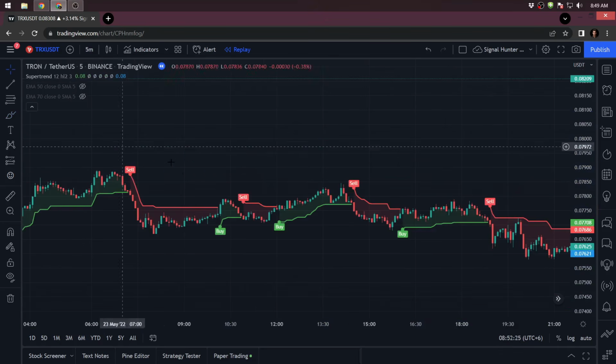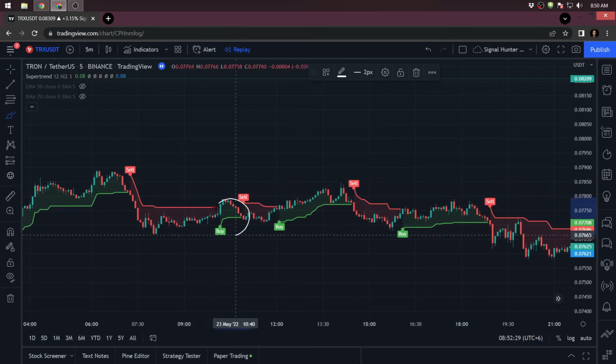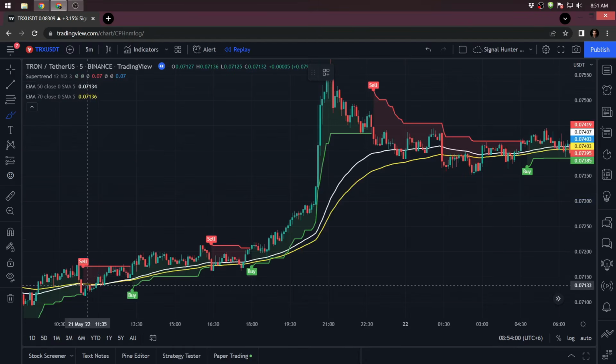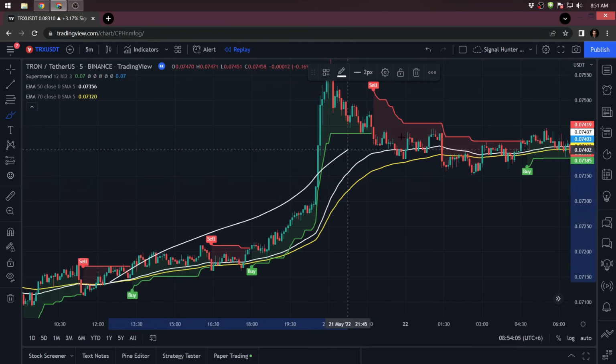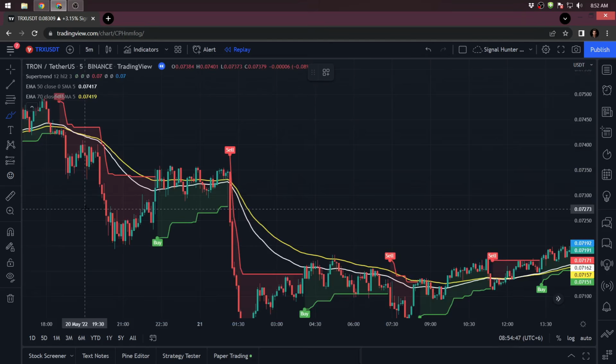But when the market is ranging, the Supertrend gives us so many false signals. So to prevent false signals, we use two length EMAs. So now let's introduce the two EMA momentum. If the 50 EMA crosses up the 70 EMA, that means the market is bullish. At this time we take a long position. And if the 50 EMA crosses down the 70 EMA, that means the market is bearish.